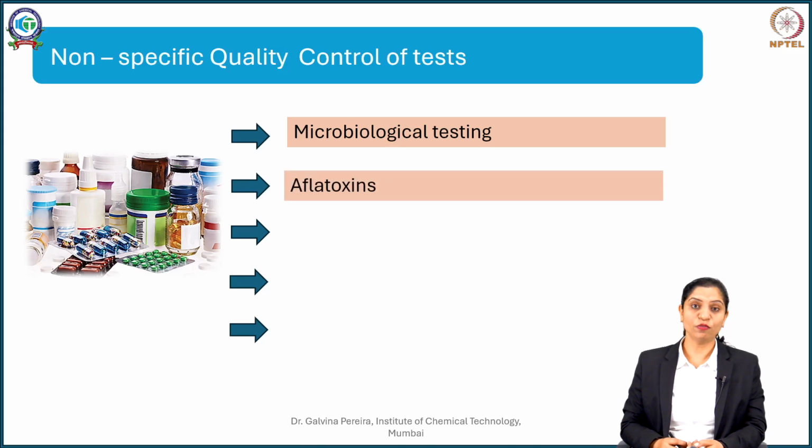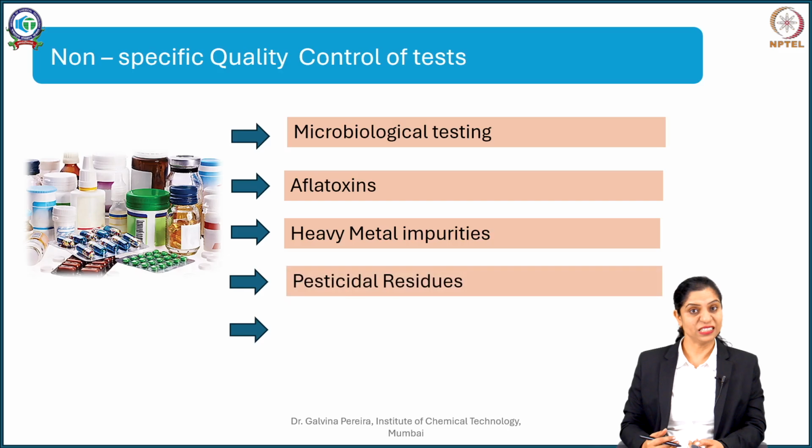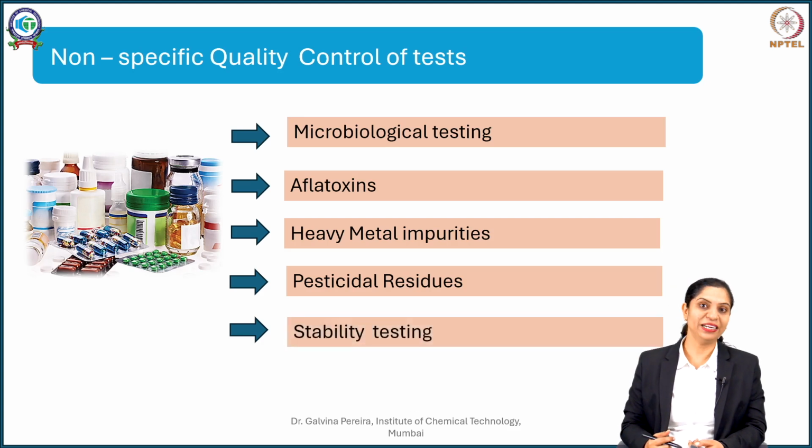You need to really check for aflatoxins, because if fungal growth has happened, especially Aspergillus, they give rise to these mycotoxins which might prove fatal to cattle, to humans, especially to children. Then you need to check for heavy metal impurities which might cause disease conditions. Then pesticidal residues, many a time herbal materials are laced with pesticides. So when you prepare your extracts, they get concentrated and we might be consuming it, leading to bioaccumulation. So this is again an important parameter, and stability testing.